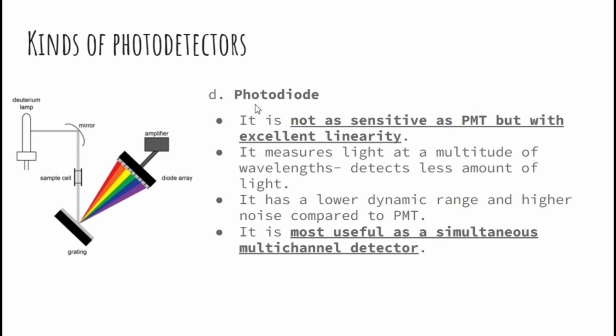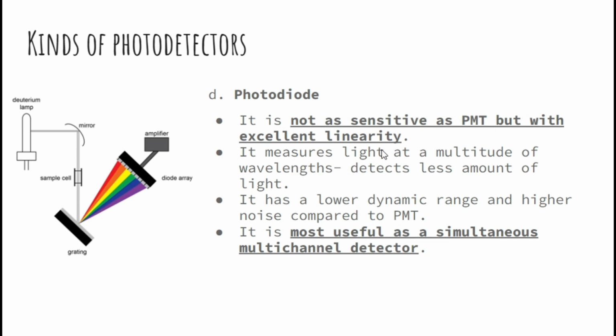And then we also have your photodiode. It is not as sensitive as the PMT but has excellent linearity. It measures the light at a multitude of wavelengths and detects lesser amounts of light. It has a lower dynamic range and a higher noise compared to the PMT and is most useful as a simultaneous multi-channel detector because it can detect a multitude of wavelengths. So kaya niya po yung different wavelengths natin.